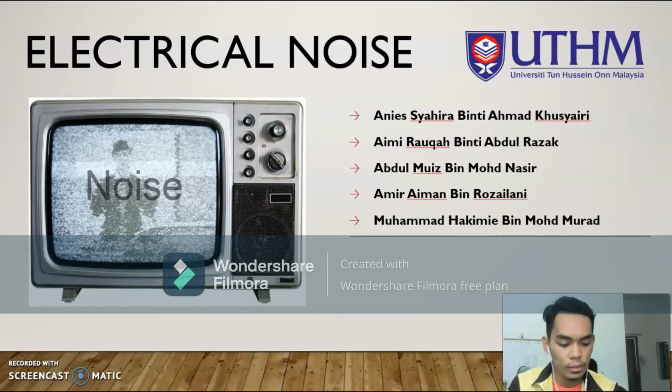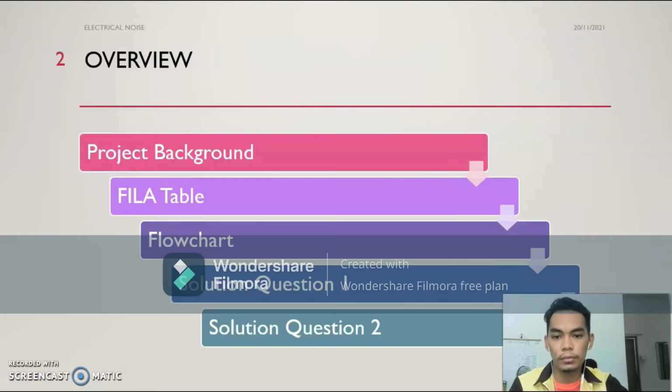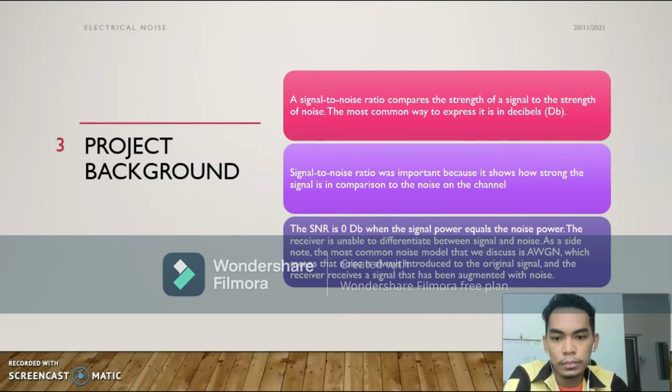1. So my group was going to present about project background, pillar table, flowchart, solution question 1 and question 2. So for the project background, signal to noise ratio compares the strength of the signal to the strength of noise. The most common way to express it is in decibels, or we call it dB.